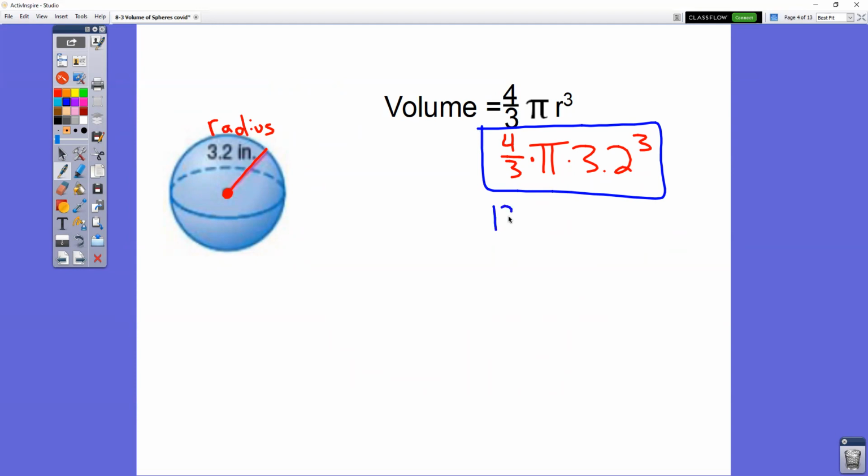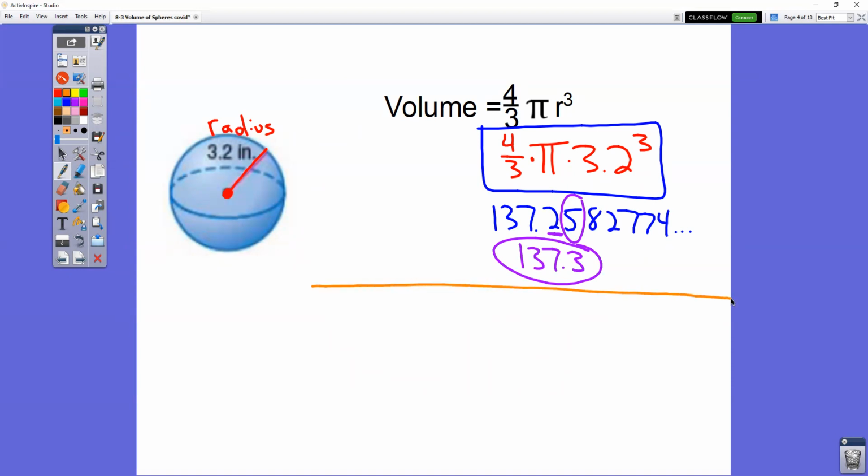When you do that, you should have gotten 137.2582774, blah, blah, blah. Rounded to the nearest tenth. The 2 is in the tenths place. You have to look at the number after it. That is 5 or higher. So you're going to round up to be 137.3.